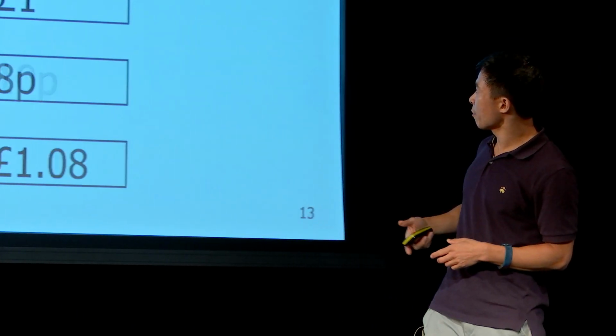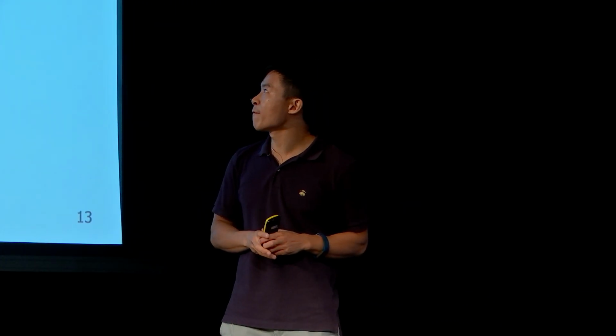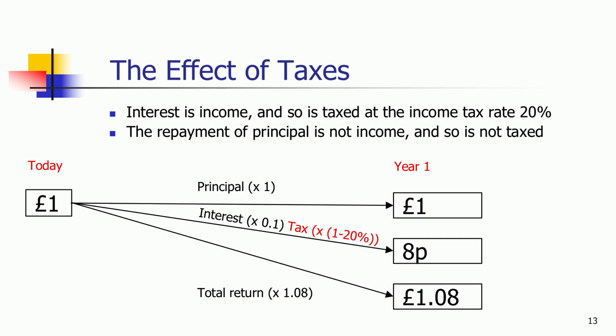Again, let's look at this with a real example. So I've put in red the fact that there's a 20% tax rate. How does this change anything? Well, it doesn't change anything with the principal. You just get your money back. That is not tax. You're getting back what you put in. You're not gaining anything. But you do gain that 10% of interest. And so you're paying 20% on that. So rather than getting back 10 pence, you get 20% less. You are only getting 8 pence. And your total return is only £1.08 because you've suffered tax on your interest income.